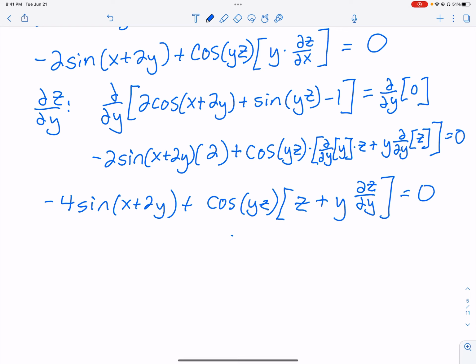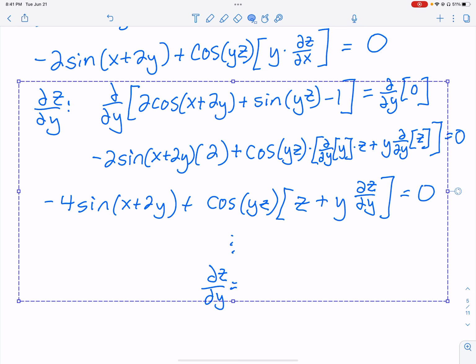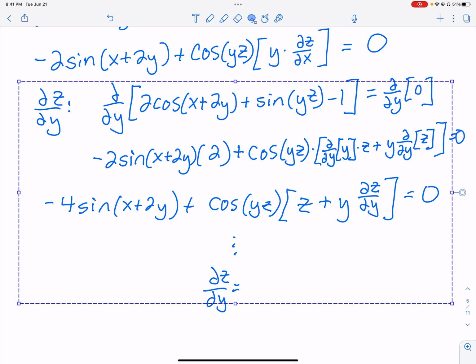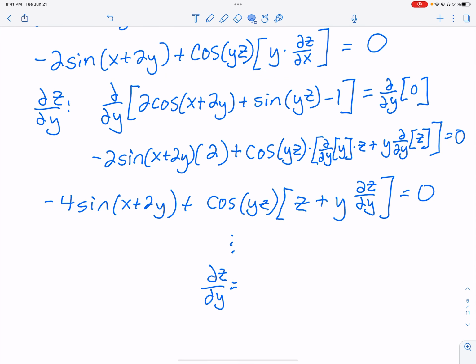Now it's just algebra down to solve for dz dy. Same with above. I could move all this down, but I'm just going to leave it alone. We could solve that above too. We could solve this equation too for dz dx. All right, that's how you do implicit. It is not much different. You just have to get your product rule down, the product rule with the implicit and also the partial differentiation. It does take some time. Keep at it.